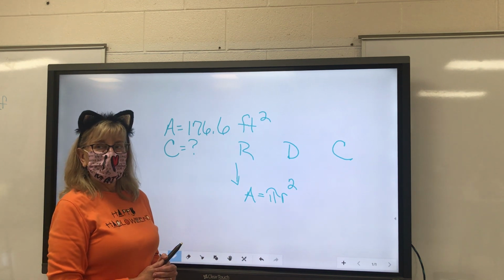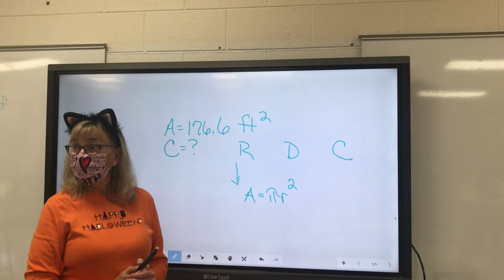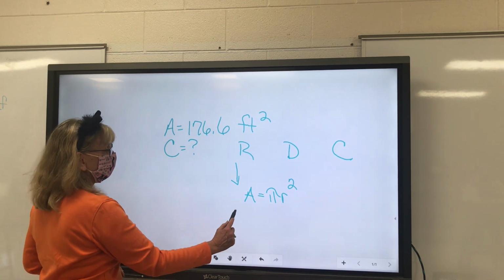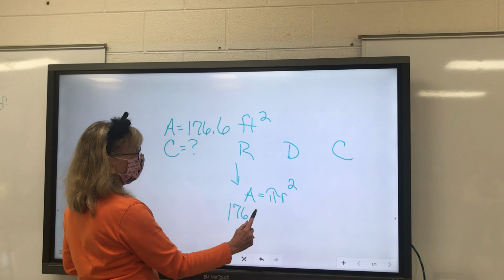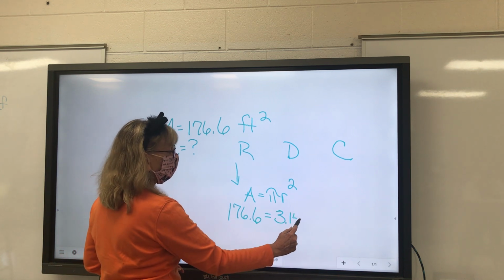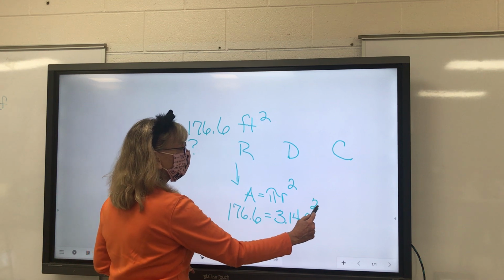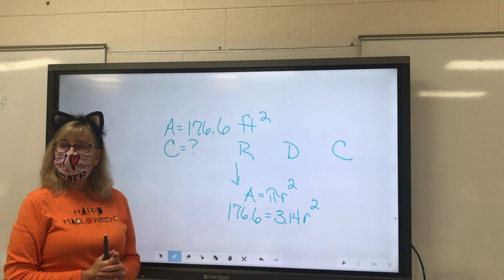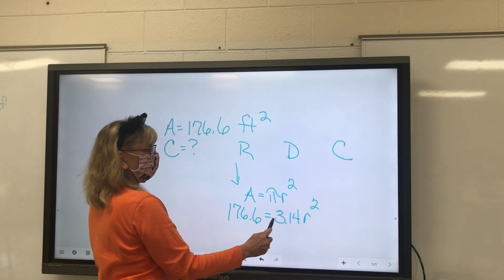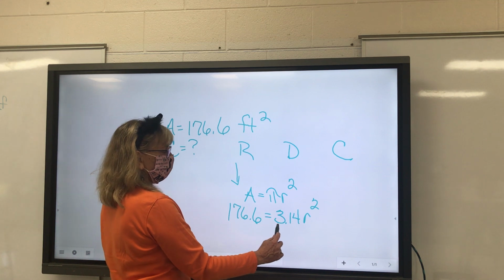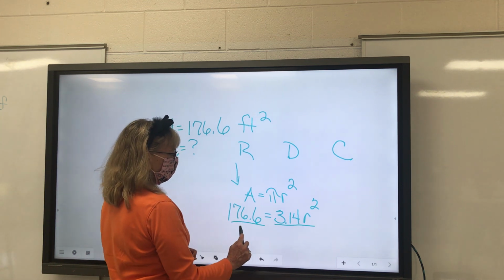Oh, yeah. Okay, we've never done this before, but let's go ahead and try it. If I give you the area is 176.6 equals pi, let's call pi 3.14, times the radius squared, which we don't know. So what are you going to do to get radius squared by itself? What's attached to it? 3.14. How is it attached? Multiplication. So we're going to divide both sides by 3.14.